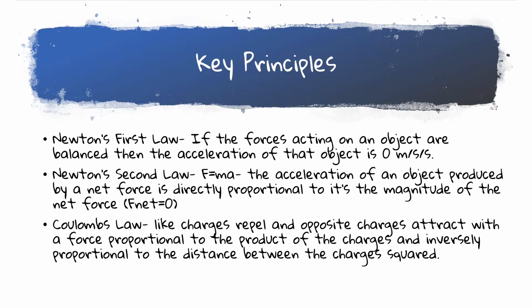Newton's second law says that force equals mass times acceleration. So the acceleration of an object produced by a net force is directly proportional to the magnitude of the net force. So in this case, since the acceleration of the top piece of tape is zero, the net force acting on the top piece of tape is also going to be zero. And Coulomb's law says that like charges will repel and opposite charges will attract with a force proportional to the product of the charges and inversely proportional to the distance between the charges squared. This is a formula that I will use in my calculations later.